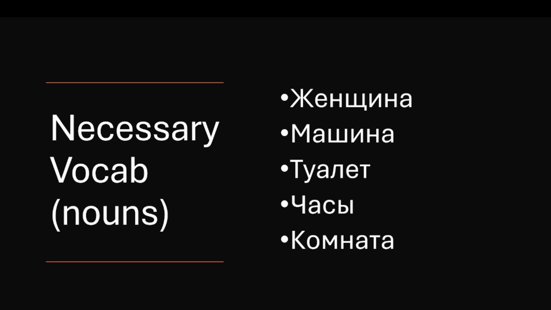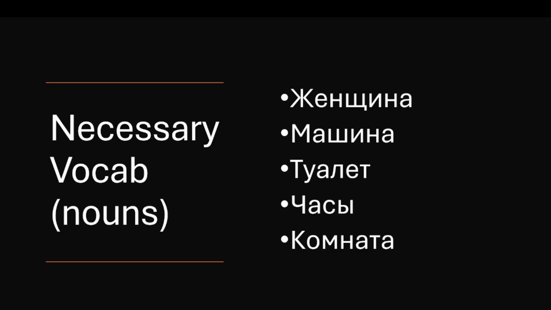Okay, first word, it means woman. Женщина. Женщина. Okay, женщина. Next word, машина. Машина. Car. Next word, туалет. Туалет. You could say bathroom for this one. Okay, toilet, but commode. Bathroom is what it means.